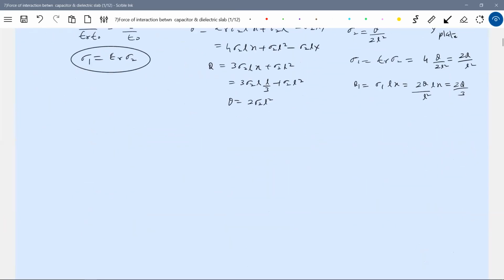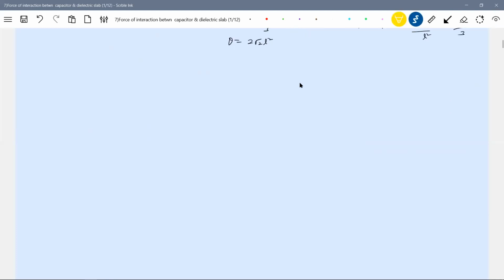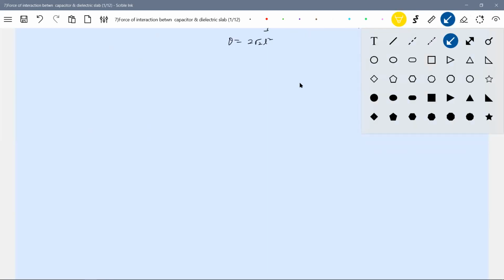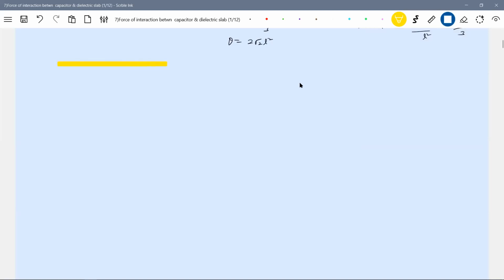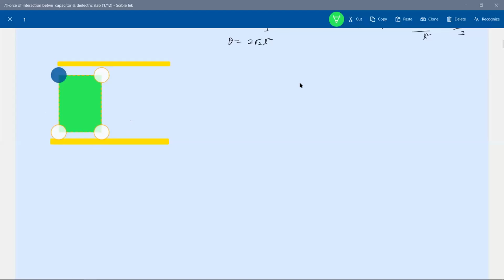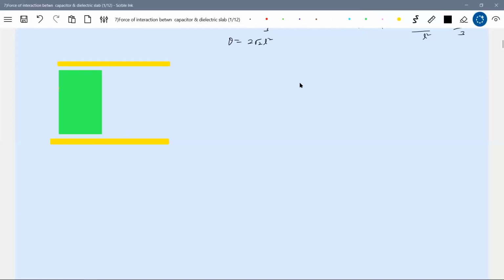I think we'll take one more diagram so that it will be very easy for you. So this is the dielectric slab. The thickness, the gap, I'm showing it so that I can indicate all the charges clearly. Now, what is the charge present in this region? The charge present in this region is Q1. The charge present in this region is Q2.